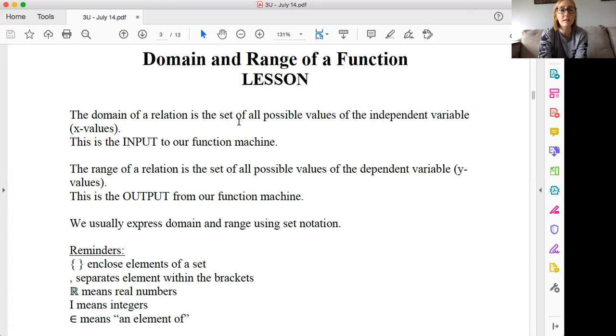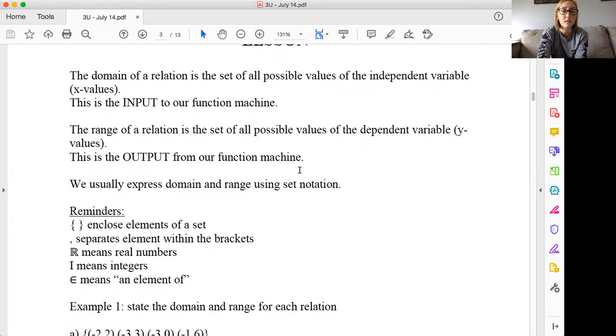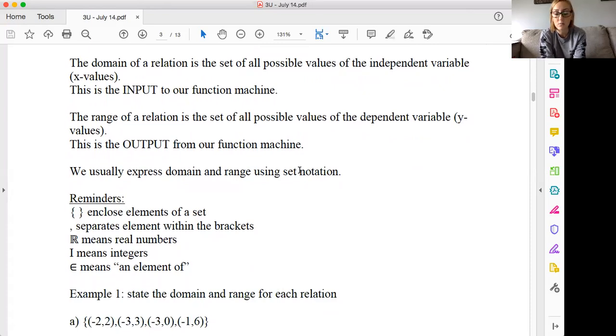Okay, so today we're looking at the domain and range of a function. We did kind of look at it a few days ago, so it should be a bit of a review, but it is quite extensive in terms of the examples and the work that you're doing today. So it's a lot more practice for you guys.